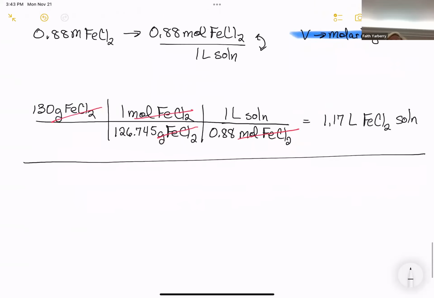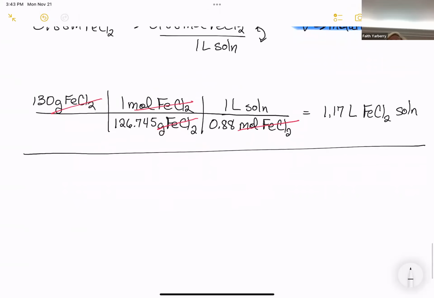Okay, I'm going to give one more example and then we will probably call it a day.